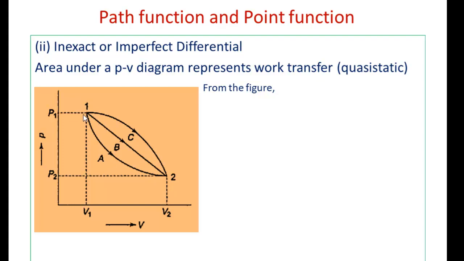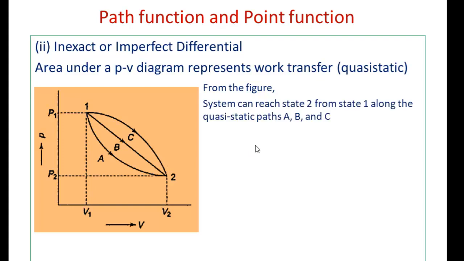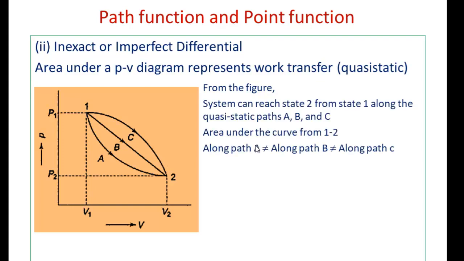So the system can reach state 2 from state 1 along path A, or along path B, or along path C. So there are three paths available. Now assume that I want to determine the work transfer during this change of state. If it is going to follow path A, then the area under the curve along path A is going to be this, right? So the area under the curve along path A is this area.